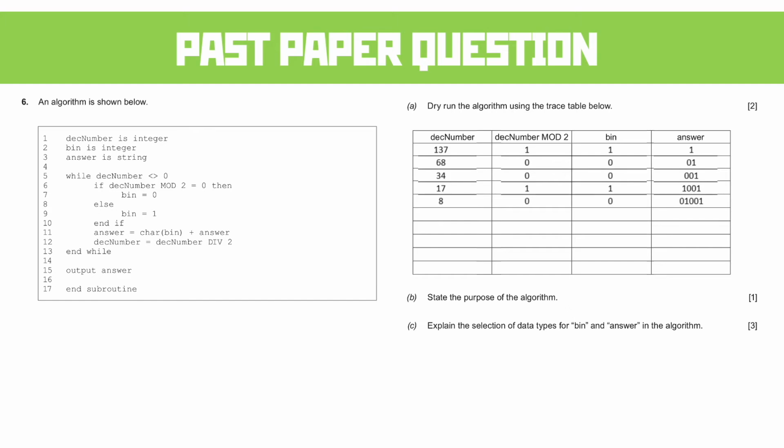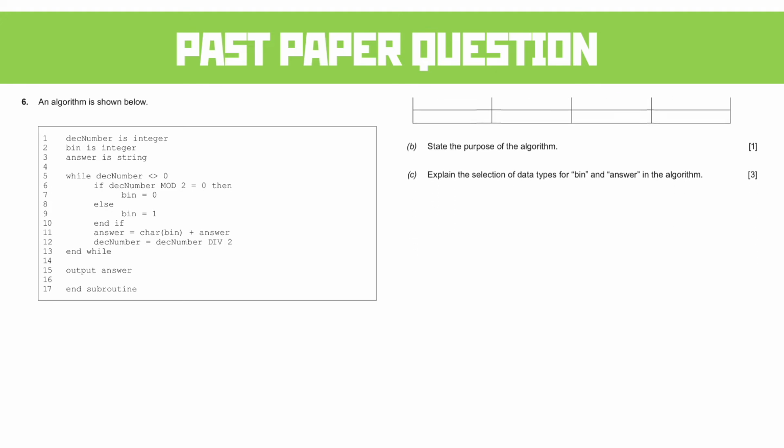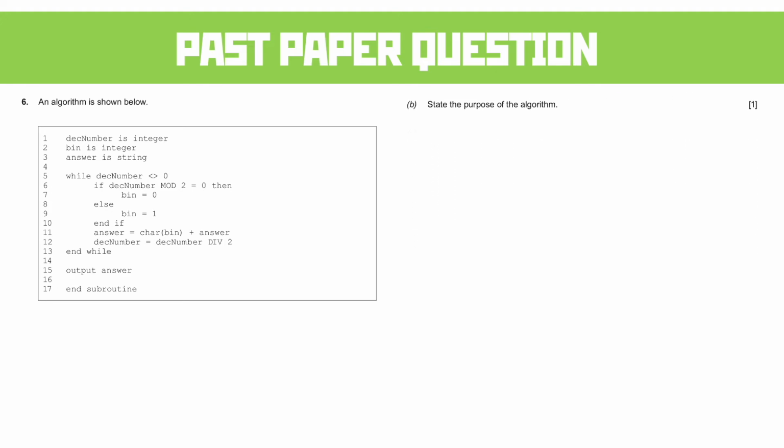8 becomes 0 and 0, so we've got 01001. Then 4, 0 and 0, and we end up with 001001. Then 2, which is 0 and 0 again, so we've got 0001001. And then we've got 1, which is 1 and 1, so we've got 10001001. Now that's an 8-bit number, isn't it? It's 1s and 0s, so hopefully you can work out what it's meant to do now. Because the point of the algorithm then is that it converts decimal or denary numbers to binary numbers.